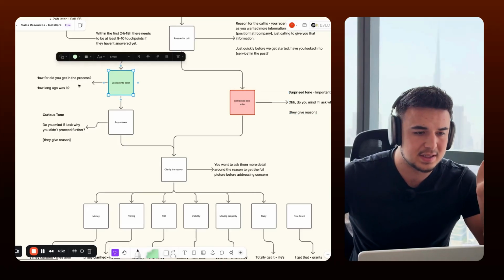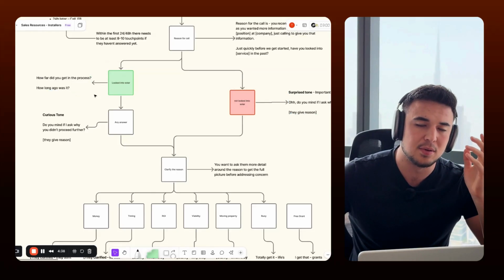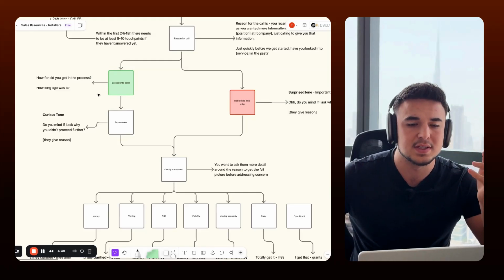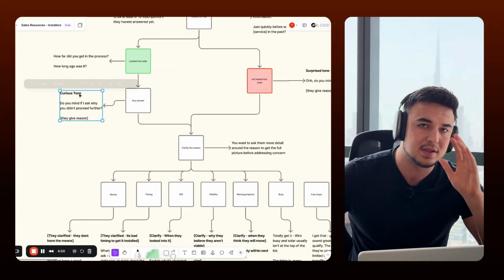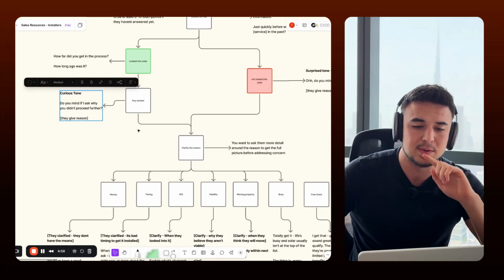Now, if they have looked into the service, how far did you get into the process? How long ago was it? This is really important to understand as well, to understand the context around what they're saying. You want to use a curious tone. Do you mind if I ask why you didn't proceed any further? And then they're going to give you a reason from there.